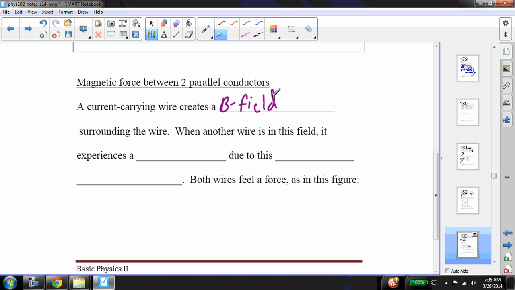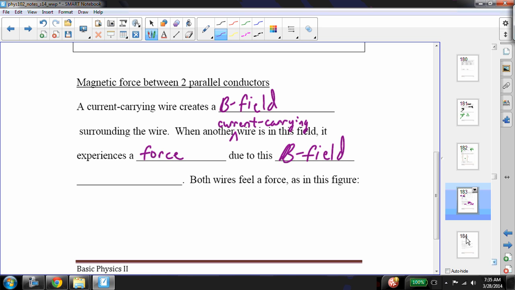Now, when another wire is in this field, it experiences a force due to this magnetic field. Because if I have a current carrying wire in a magnetic field, it will experience a force. So when another current carrying wire is in the field, it experiences a force. So let me show you.